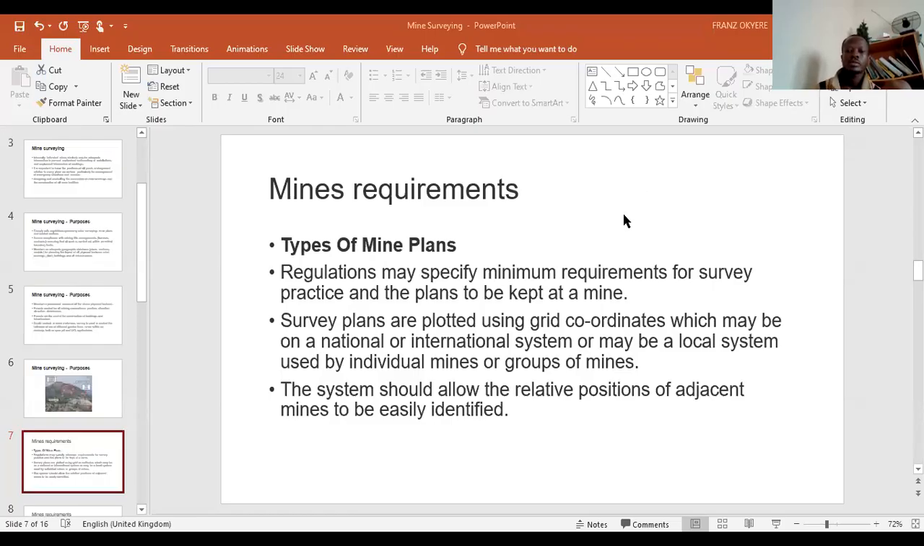So there's a minimum requirements. That means that you not be forced to put into a certain box, because the way engineering is, you have to think outside the box and you're solving a problem. You understand that? So you can't really be pinned down like that, but there's a minimum requirements for survey practice and the plans to be kept at the mine. Is that okay? All right.